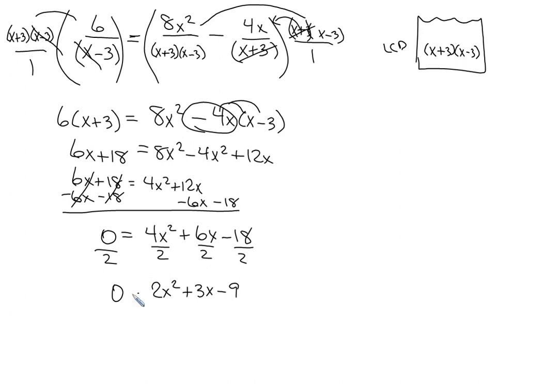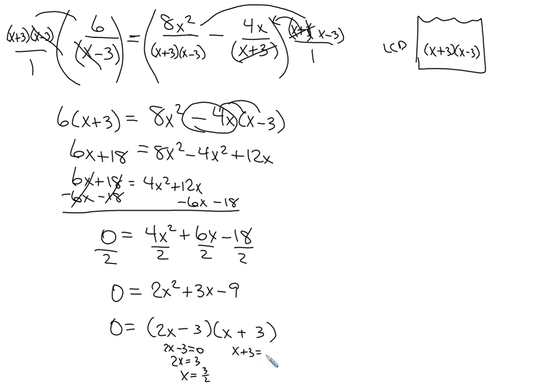Why did I do that? Because it shrinks my numbers down. It makes the factoring easier. Now we know this is going to be 2x and x if it factors. This is going to be 3 and 3. This is going to be plus. This is going to be minus. That gives us plus 6x minus 3x, which is plus 3x in the middle. There's our negative 9. There's our 2x squared. So if I set these equal to 0, what is x going to be? So x is equal to 3 over 2.